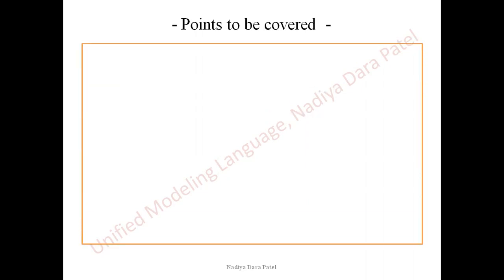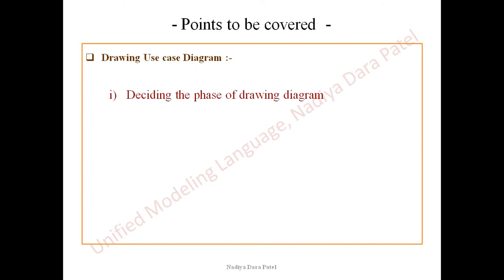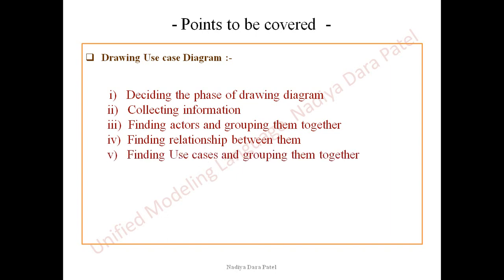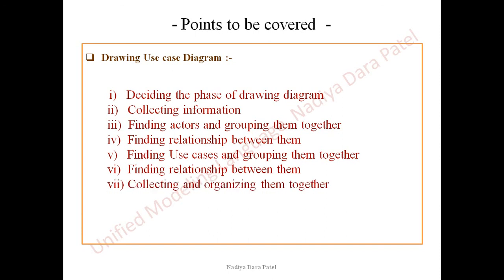So points which we are going to go through are drawing use case diagram. Under that, deciding the phase of drawing diagram. First thing which you should decide is in which phase you are working. Second, collecting the information which is related to our system. Next, finding actors and grouping them together. Finding relationship between actors. Finding use cases and grouping them together, finding relationship between use cases, and finally collecting everything together and organizing them as one single use case.